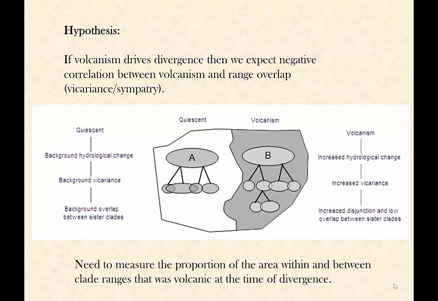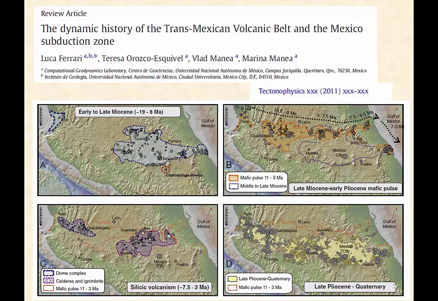In quiet areas, with lower volcanism and lower hydrological change, we'd expect more overlap between species because they're more likely to have evolved in sympatry. Luckily, Luca Ferrari, geological map man, has produced maps of geological eruptions through time on the basis of potassium argon dating. So what I did was took his maps.